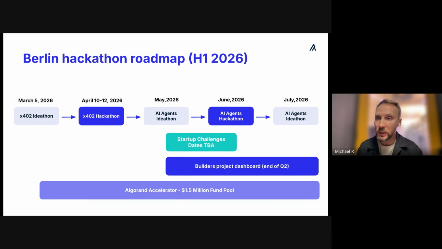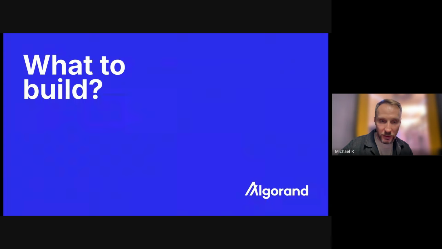I think Algorand is a chain which is really interesting in that it provides very usable rails for you to make a startup, especially with these developments of x402, however you would name it. So I will dive into that a little bit here.